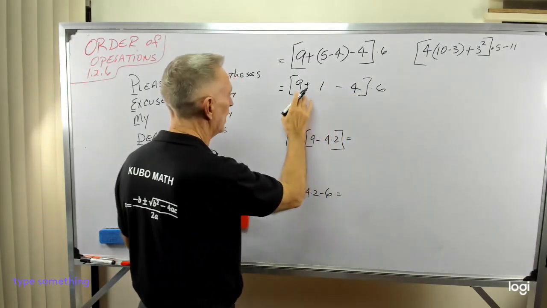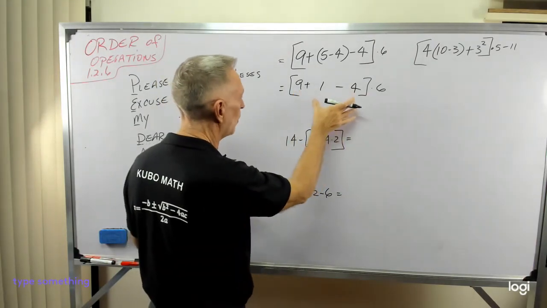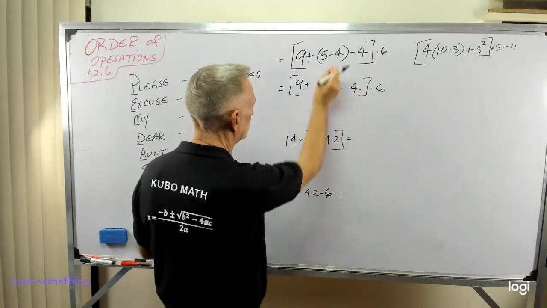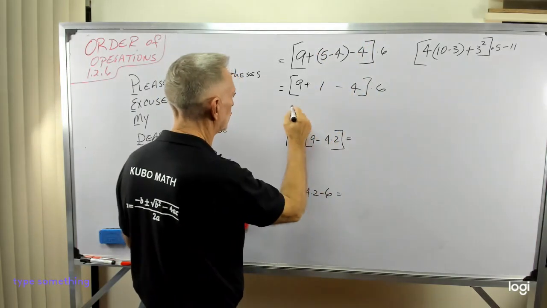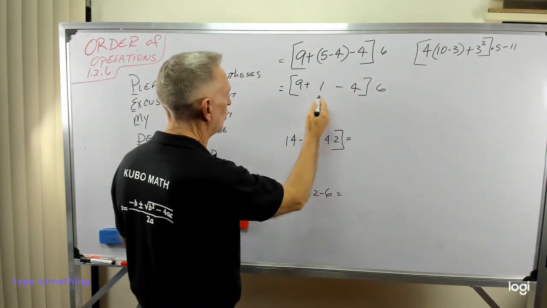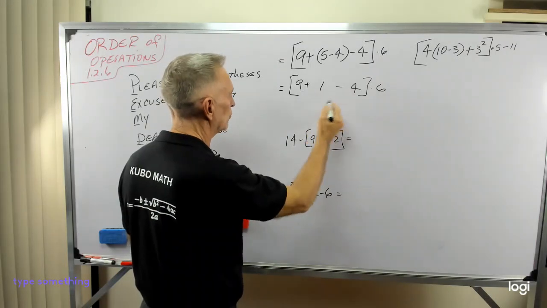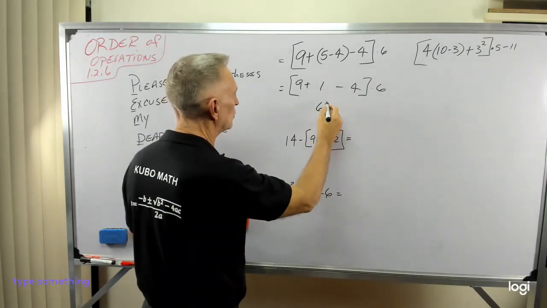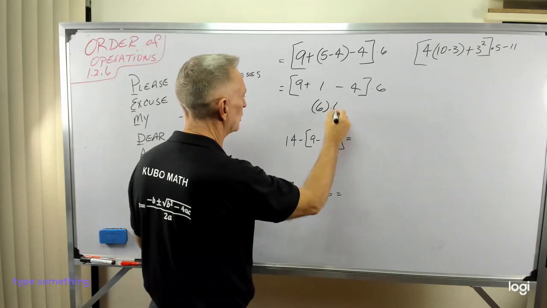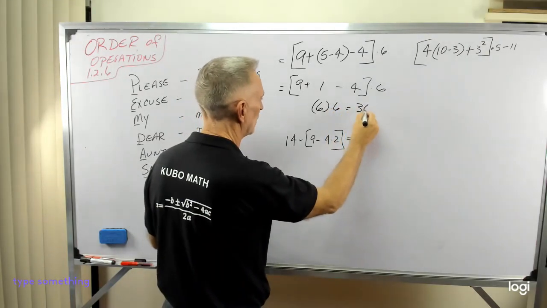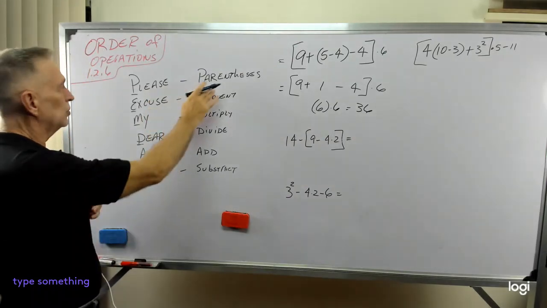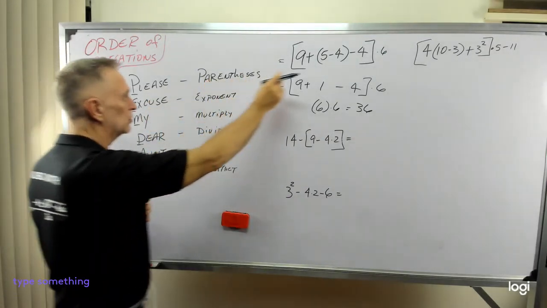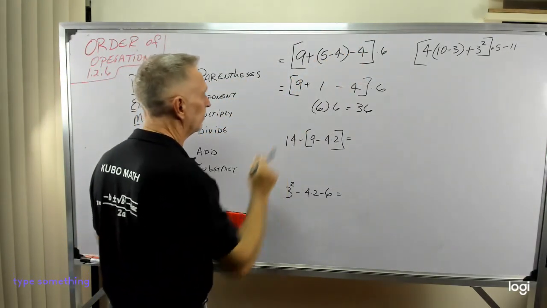So now I have 9 plus 1 minus 4 in the large parentheses, because I've worked from inside to out, times 6. So now 9 plus 1 is 10. 10 minus 4 is 6. So now I have 6 times 6, which is 36. So we didn't have a lot to do there other than parentheses, working inside to out.